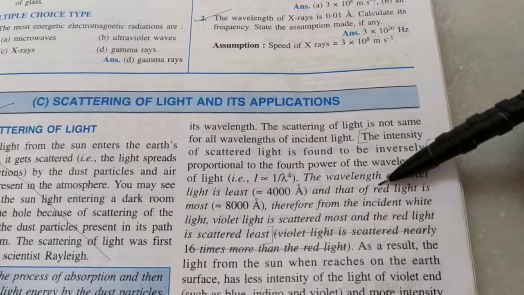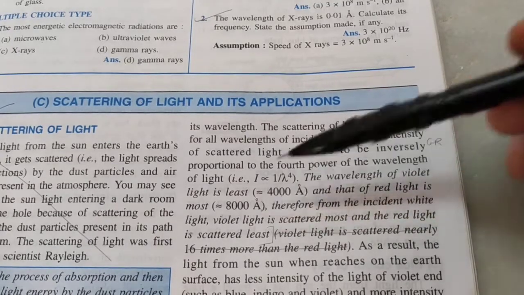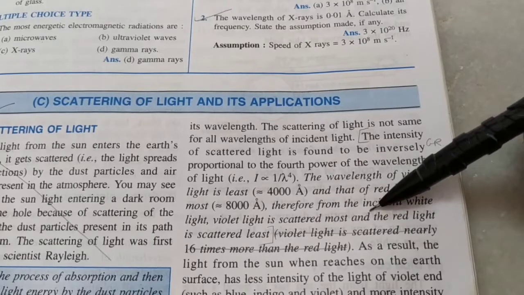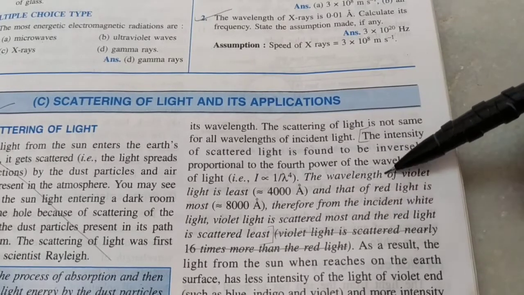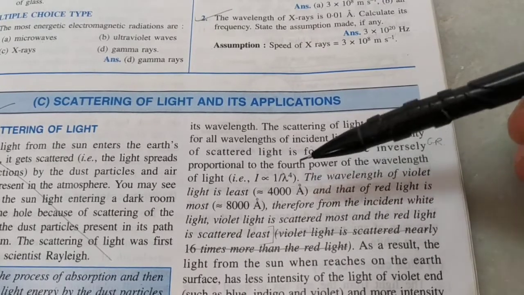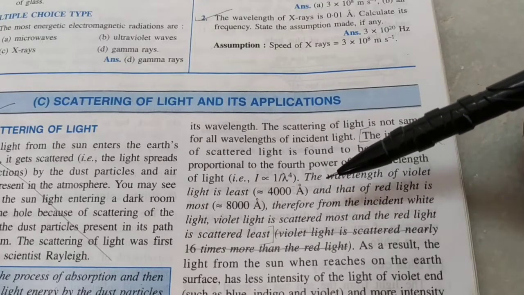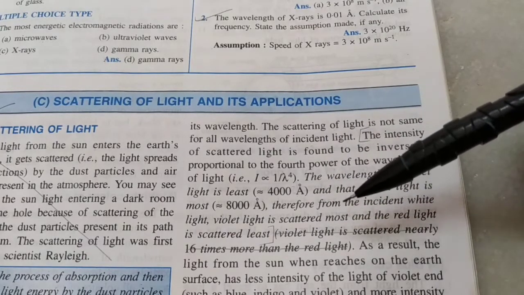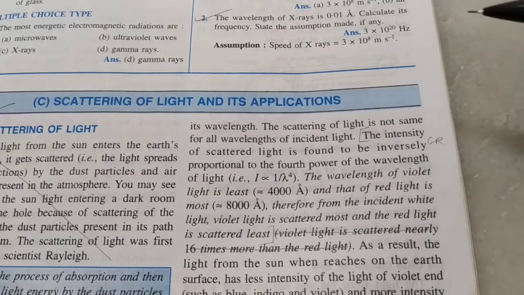So red light with the maximum wavelength in the visible light spectrum will be scattered the least, and violet light with the least wavelength will be scattered the most. That is why the sky appears blue, as I explained. So this results in a few phenomena.